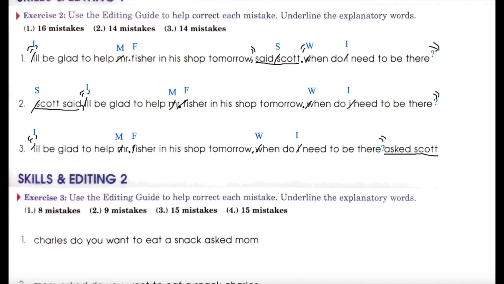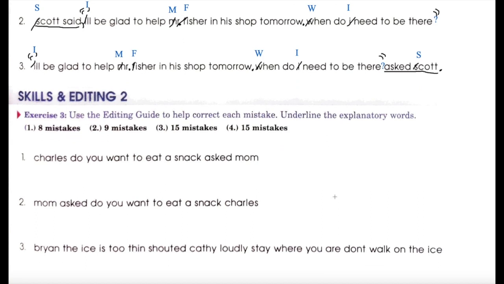Ask Scott, capitalize the name Scott, proper noun. Put a period at the end. Let's see if we got everything. 1, 2, 3, 4, 5, 6, 7, 8, 9, 10, 11, 12, 13, 14. We have everything. All right, now we have one more section to do.